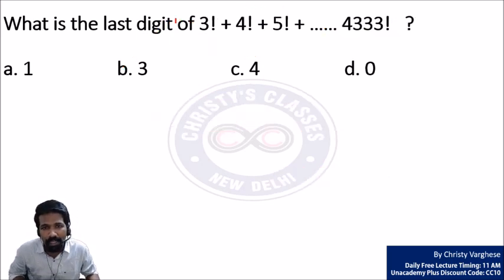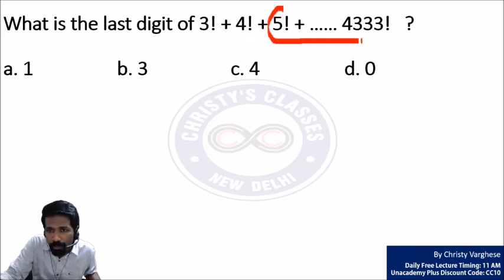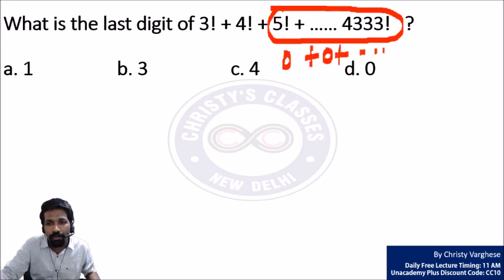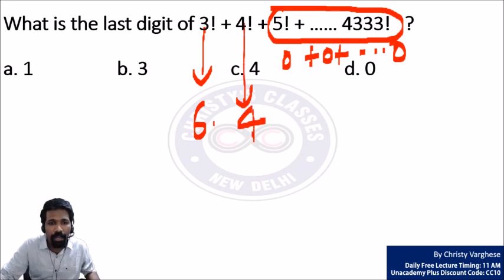Another question in the same pattern, do this. This is easier than the previous one. What is the last digit of 3 factorial plus 4 factorial plus up to 4033 factorial? Here from 5 factorial to 4033 factorial, all of them will have last digit 0 only. So the only thing that matters is 3 factorial, which is 6, and 4 factorial, which is 24, last digit is 4.